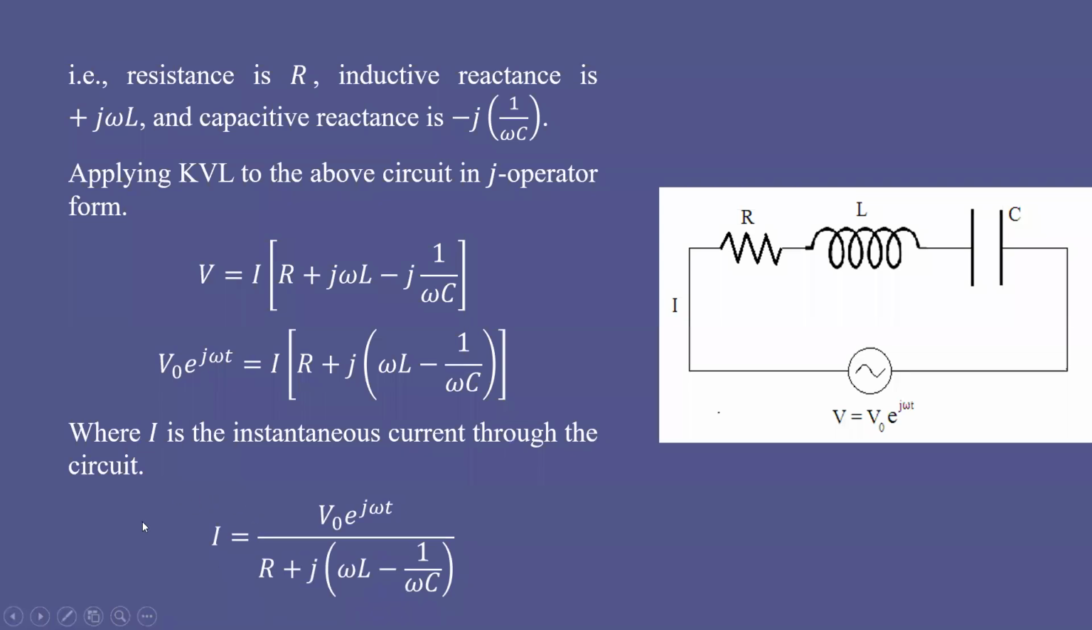Therefore, the current through the circuit I is equal to V naught into e to the power j omega t divided by the total resistance. Voltage by resistance, it is simple Ohm's law. Current I equal to voltage by total resistance. The voltage is V naught into e to the power j omega t and resistance is R plus j into omega L minus 1 by omega C. That is the expression for current.